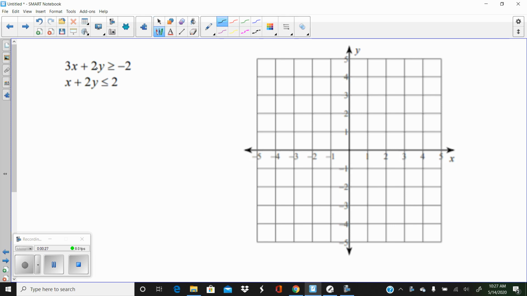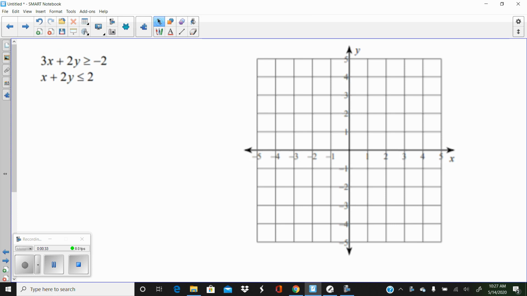We have 3x plus 2y is greater than or equal to -2. And before we can make any decisions about it, we are going to rearrange it into slope-intercept form because we're not sure right now which side we're going to shade. We're not sure what the slope is of the equation, but we're going to use the process of changing it into slope-intercept form in order to be able to graph it.